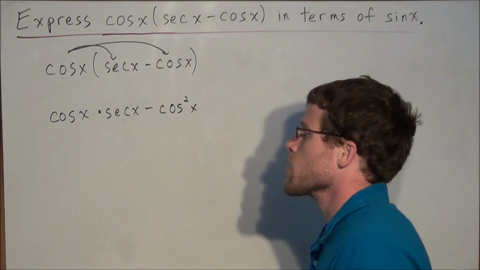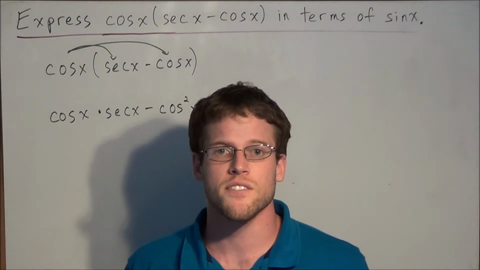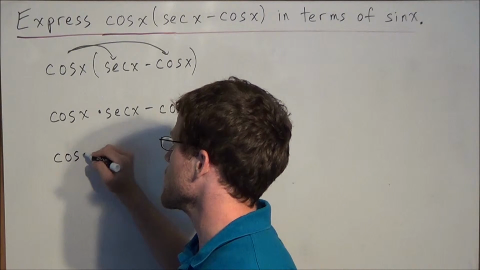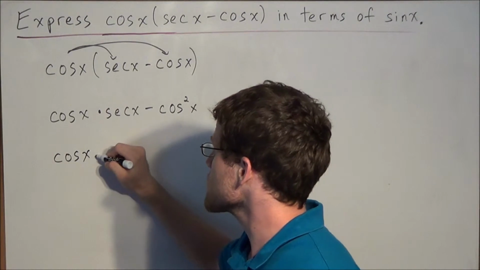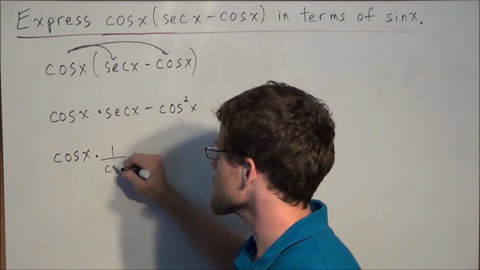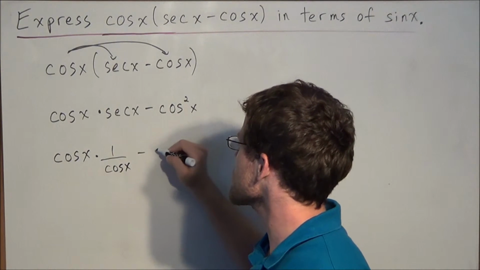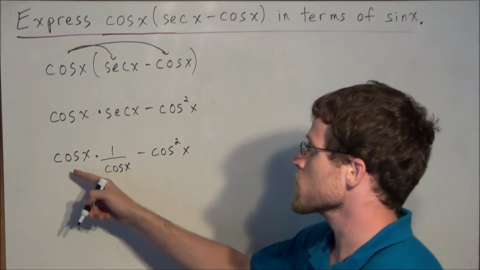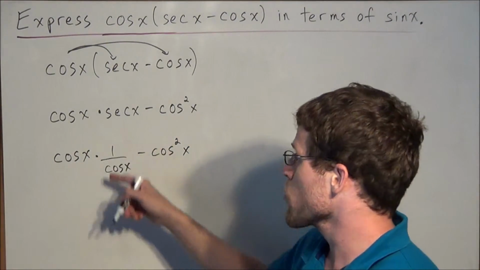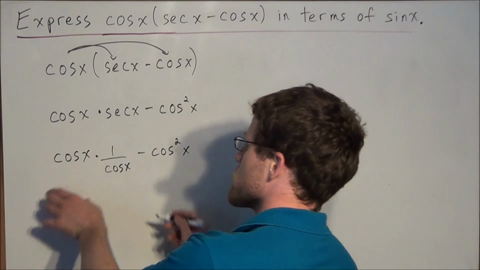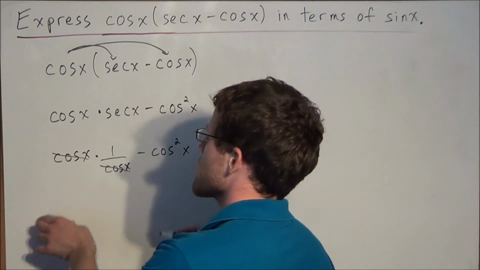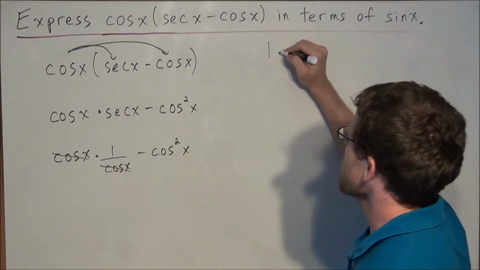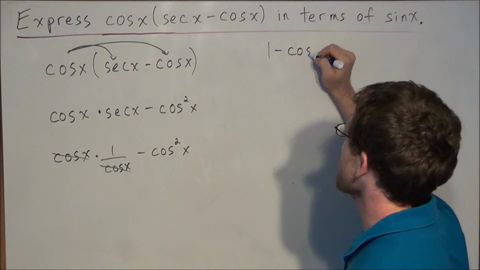But now at this step we want to make use of the fact that secant x is equal to 1 over cosine x. So for the next line we're going to make a substitution. We have cosine x times 1 over cosine x minus cosine squared x. Notice that cosine x times 1 over cosine x, these two expressions will cancel out. Cosine x divided by cosine x is 1. So now for the next line, we could write 1 minus cosine squared x.